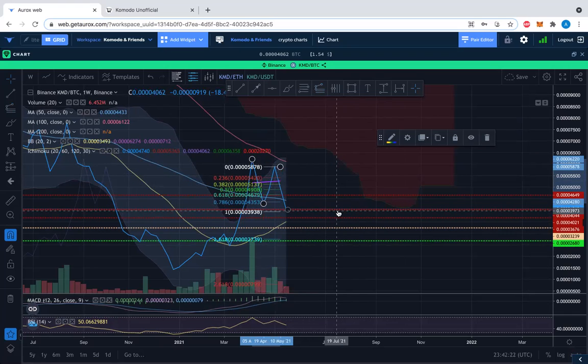roughly around this 3,900, so 4,000 level of Satoshis for the KMD BTC chart. I mean, yeah, if we're going to a 1.618, that's a massive dump down to a 2,800 level roughly, and you know, anything in between. But really though, yeah, if this is like a proper big flat, that would be pretty good.